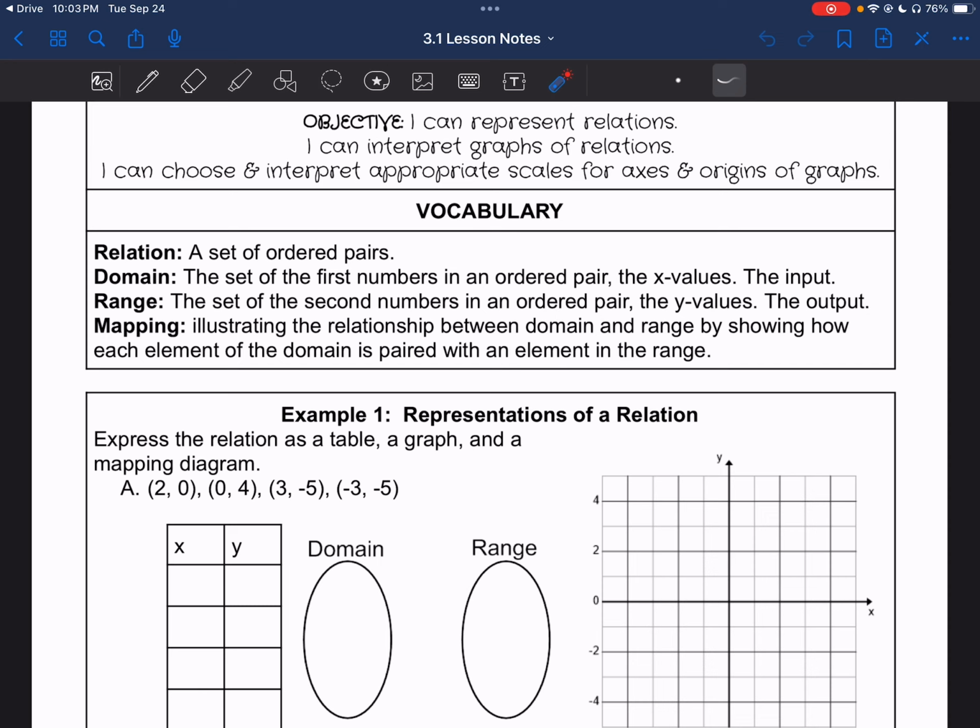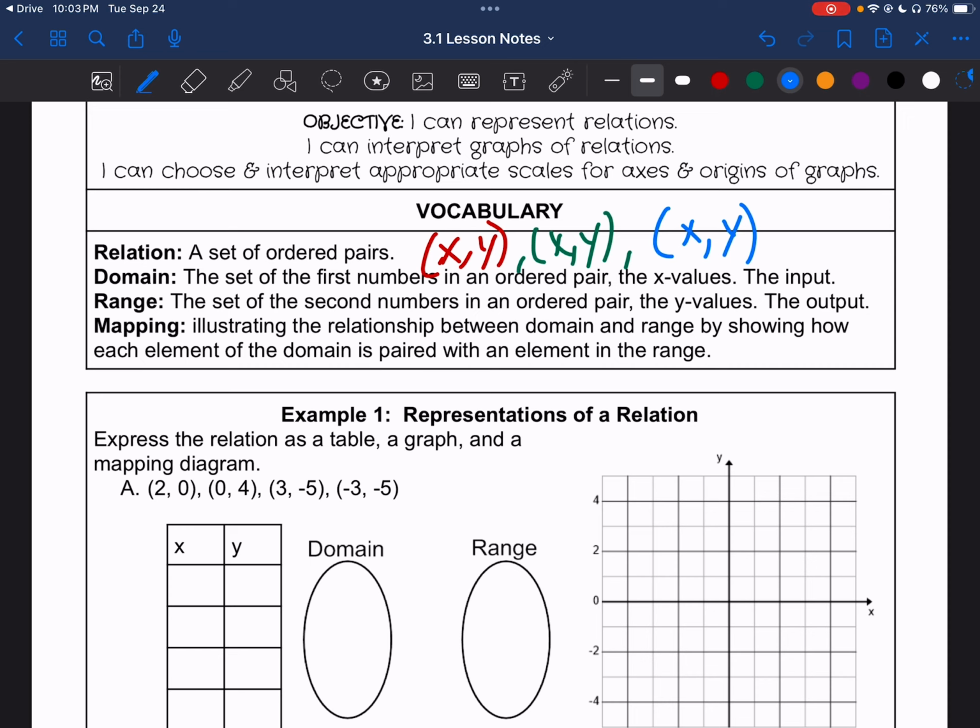So let's start off with vocabulary terms. A relation is a set of ordered pairs, and they'll be like this: parentheses x comma y, and there'll be a second one, x comma y, comma between them, and a third one, x comma y. Remember, it's always going to be the x value and then the y value inside of your ordered pairs.